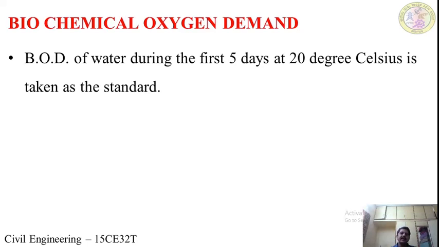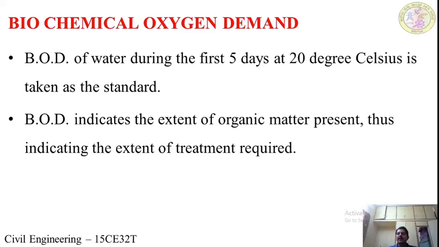Actually, we cannot wait until the complete oxidation occurs. Hence the BOD of the water during the first 5 days at 20 degrees Celsius is taken as the standard for the BOD. So BOD indicates the extent of the organic matter present in the water, and it also indicates the extent of treatment required. If we calculate the organic matter present in the water, the degree of treatment to be given in the purification plants can be ascertained.